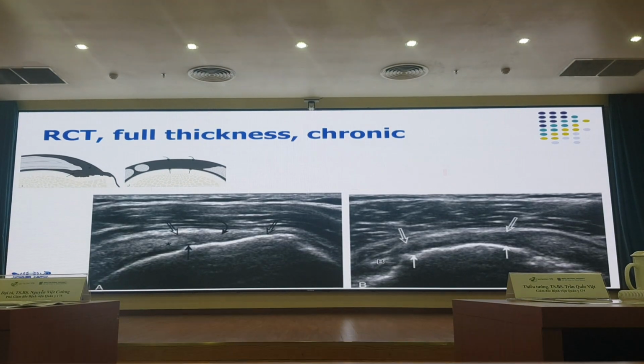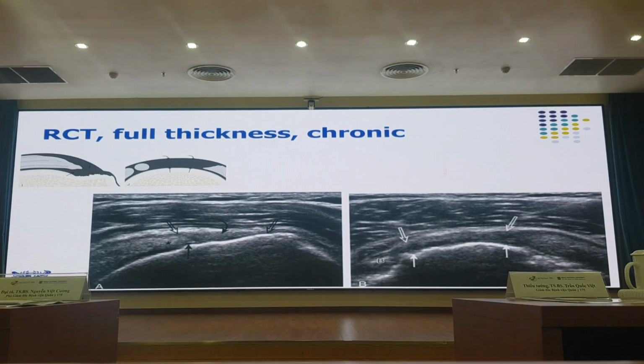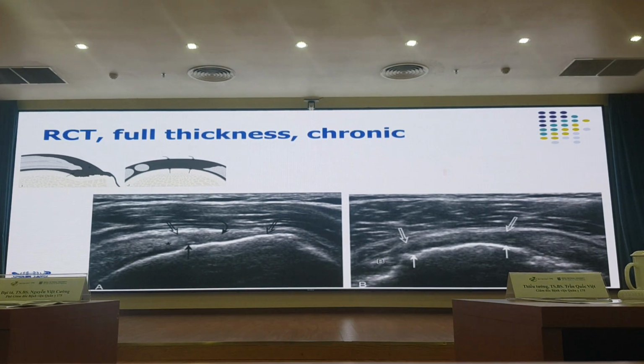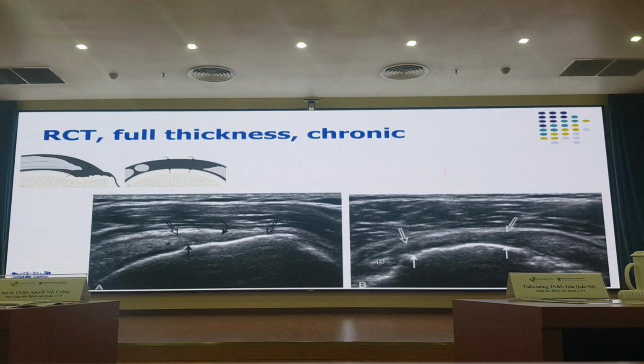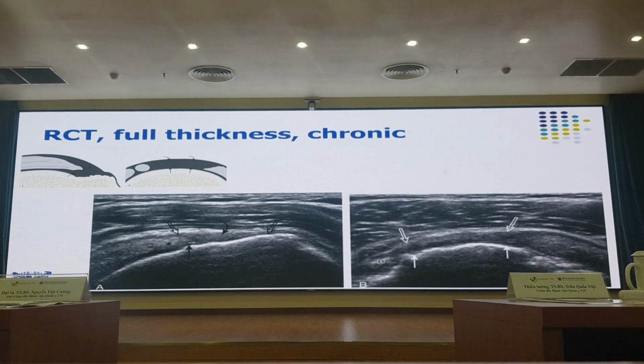But in some cases of chronic rotator cuff tear, you can find it difficult to differentiate the rotator cuff tear from just simple tendinosynovitis. In that case, you can use saline injection. When you inject the saline, if the hypoechoic region is enlarged after the injection, it can be a rotator cuff tendon tear. But if not, I see it can be a possibility of tendinosynovitis.